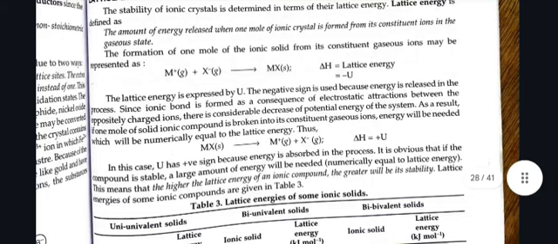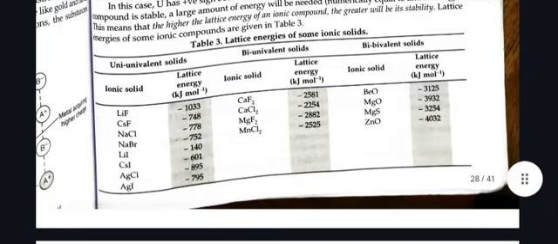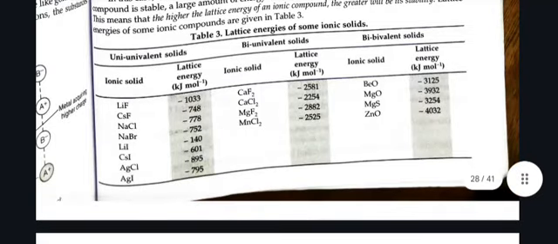Lattice energies of some ionic compounds are given in table 3. Lithium fluoride, lattice energy −1033. These are all expressed in kilojoule per mole. Cesium fluoride −748, sodium chloride −778, sodium bromide −752, lithium iodide −140, silver chloride −895, silver iodide −795, and so on.